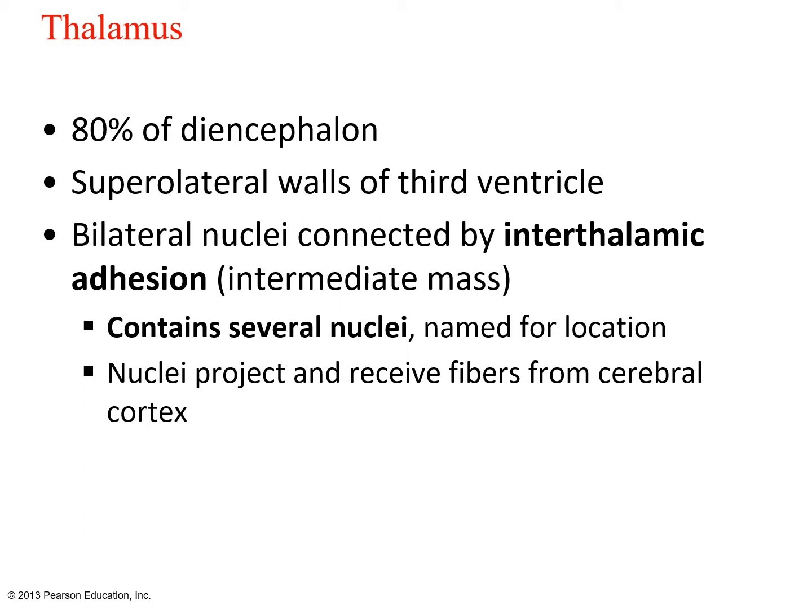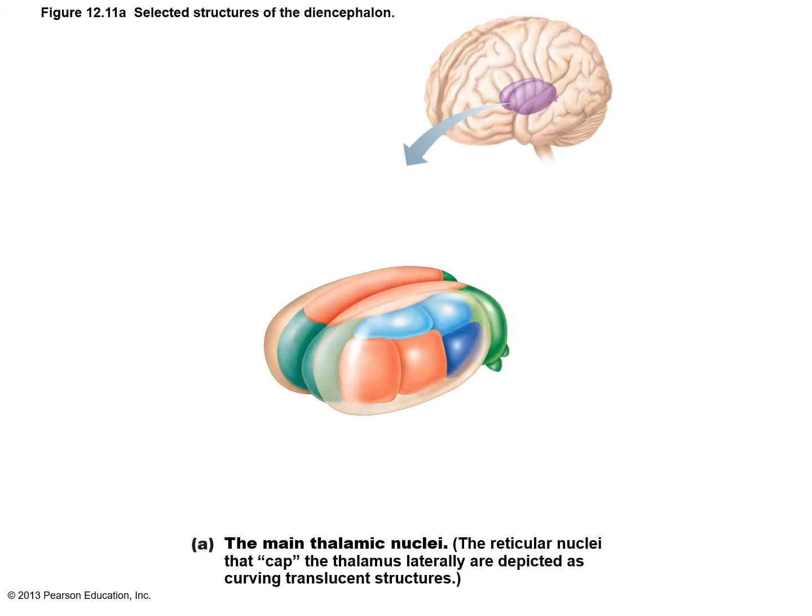The thalamus contains several nuclei that are named for their location, and they project and receive fibers from the cerebral cortex. So there's a lot of communication between the thalamus and the cerebral cortex. Here we see a picture of the thalamus, and you can see the part in purple at the top, how large the thalamus actually is in relation to the entire brain.